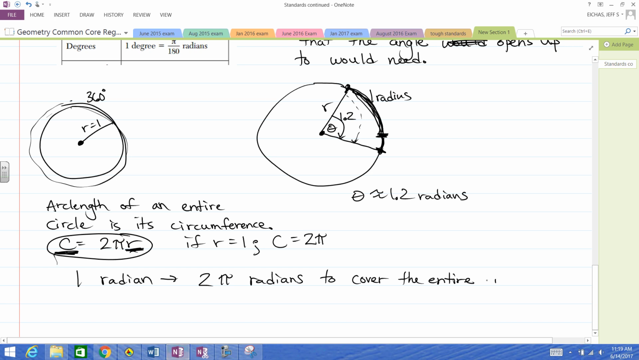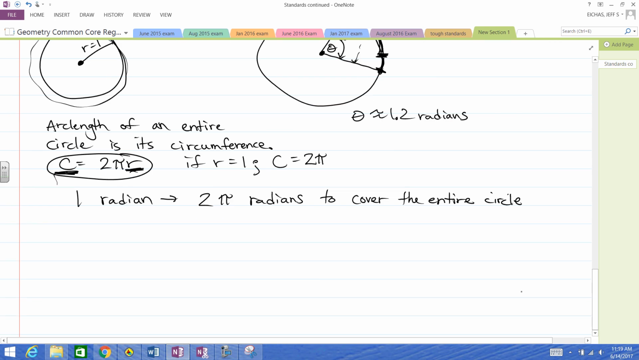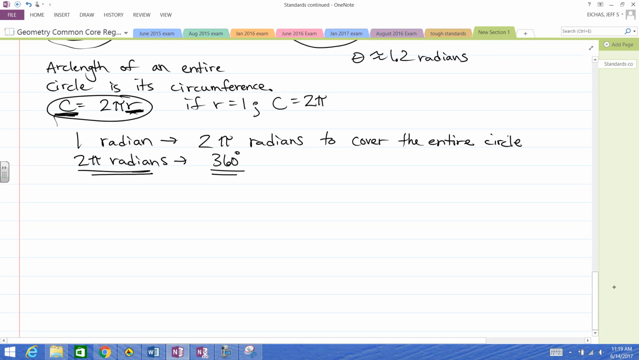So we need 2 pi radians to cover the entire circle. Now, how does that come in? Well, 2 pi radians is how many degrees? It's 360 degrees. So 2 pi radians is 360 degrees. How does that constant of proportionality play in?